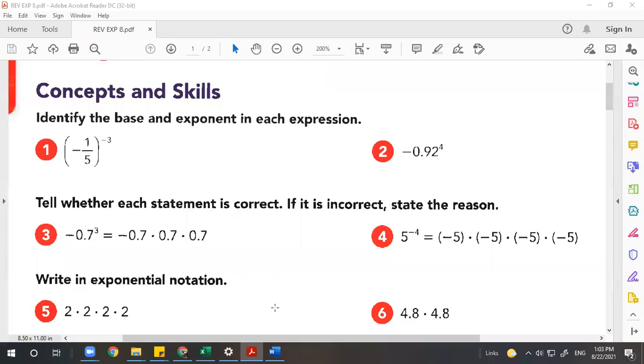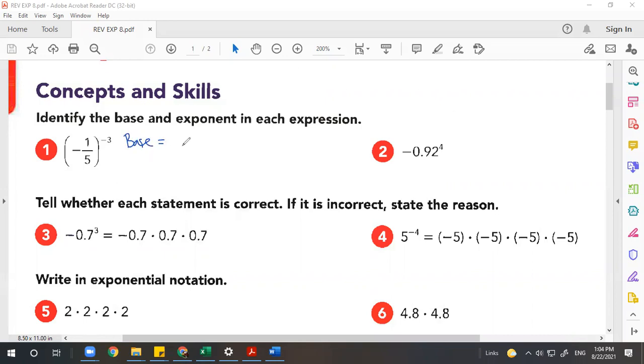Okay, now how to do number 1 and number 2? It's quite hard. We look at the numbers and we have the fractions and it's negative and the power is also negative. But the question is just asking you for identifying the base and the exponent. So you just name the base and name the exponent. That's all. So what is the base?